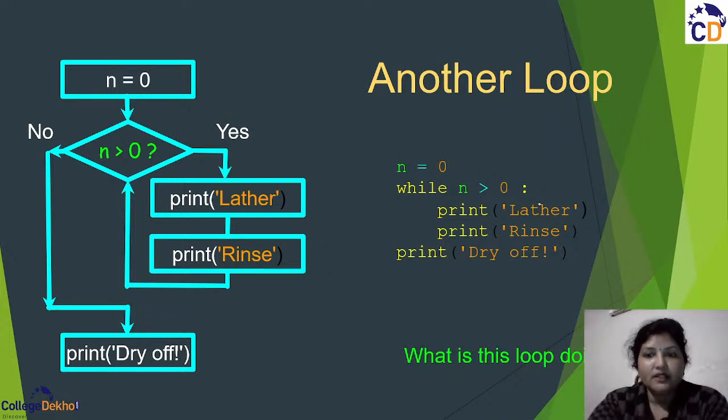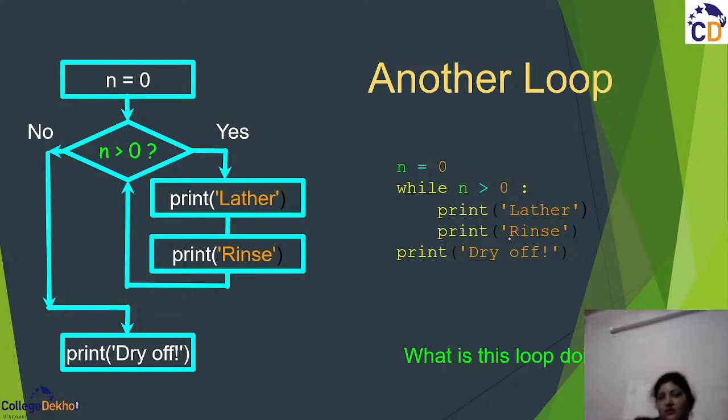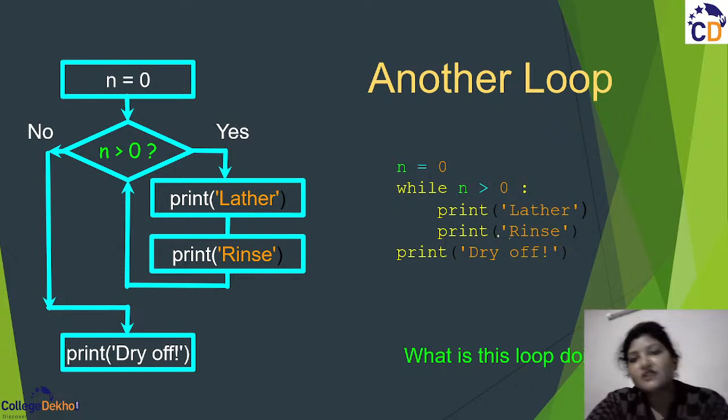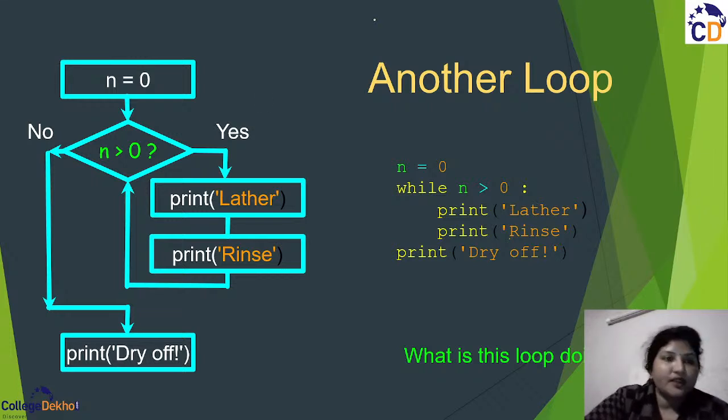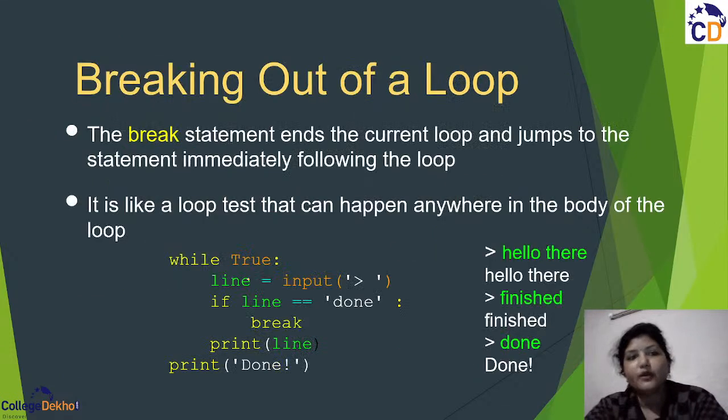Now tell me what this loop is doing. You have 0. Is 0 greater than 0? No, 0 is not greater than 0, so it won't be entering. Is the condition true or false? 0 is greater than 0: no. So based on your conditions, you check the looping part. If the condition is not true, then directly it comes out of that loop. So this is how it works.